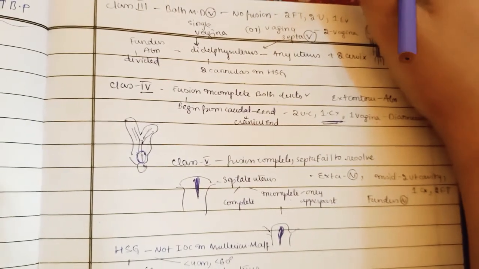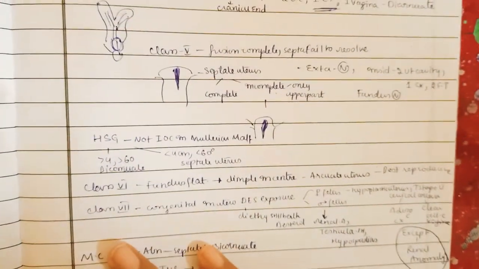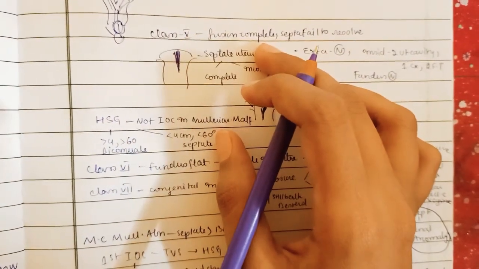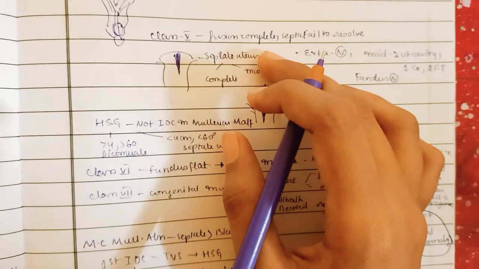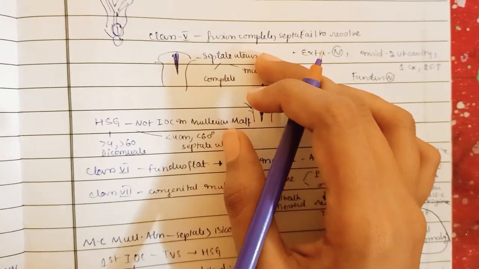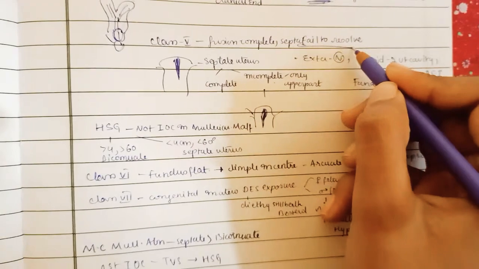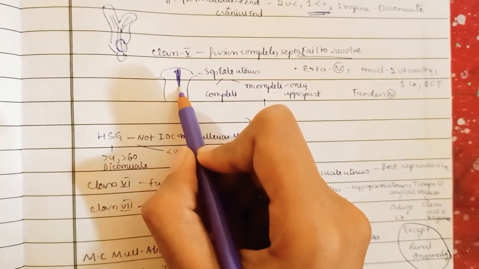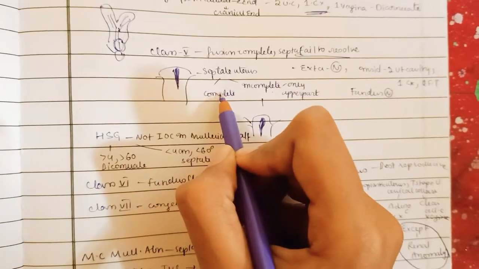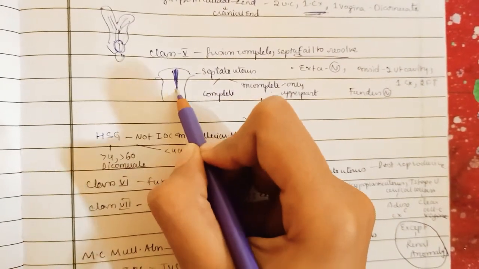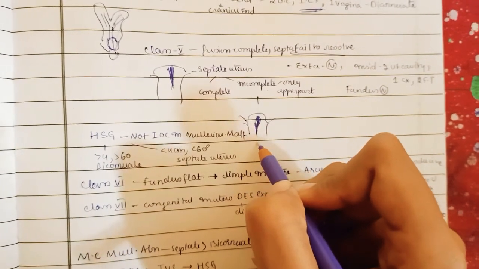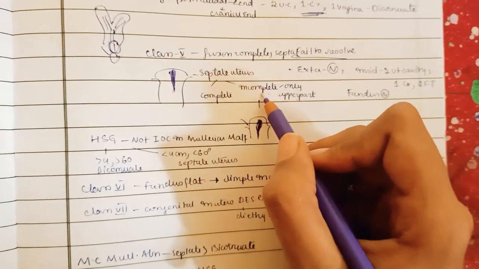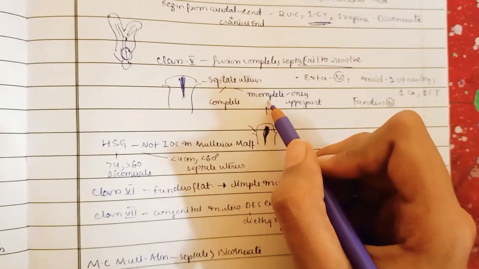So finally coming to class 5. Here you can see the class 5. In class 5, both the Mullerian ducts are present, but the fusion is incomplete. So the fusion occurs and septa form, and that septa fails to resolve. So the septa is failing to resolve, like this, a septa is present. Okay, so this is called a septate uterus, and this septate uterus may be complete or incomplete. Complete septate uterus will look like this. Incomplete means it is not going all the way down, the septa is present only in the upper part, so that is called an incomplete septate uterus, okay.